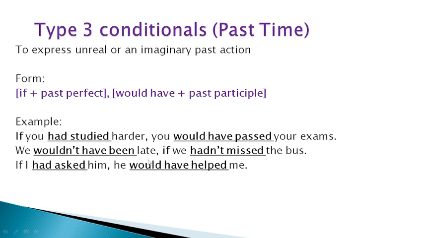We wouldn't have been late if we hadn't missed the bus. So here you use hadn't missed in the if clause, and then in the main clause you have to use wouldn't have been late. And now look at this. If I had asked him, he would have helped me. Here, look at it: the past perfect in the if clause, and would have plus V3 form in the main clause. So if you want to express any imaginary or unreal situation in the past, you can use type 3 conditionals, using the past perfect in the if clause and would have plus past participle in the main clause.